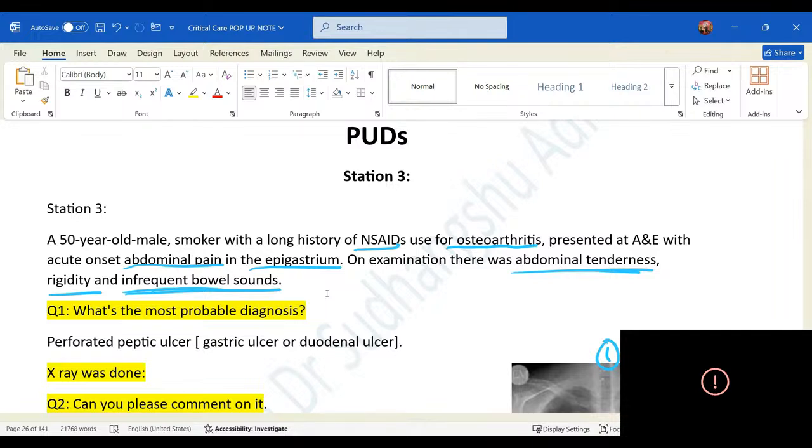Patient will have megaloblastic anemia, raised MCV, low platelets, and elevated liver enzymes: GGT, ALT, AST, and ferritin.